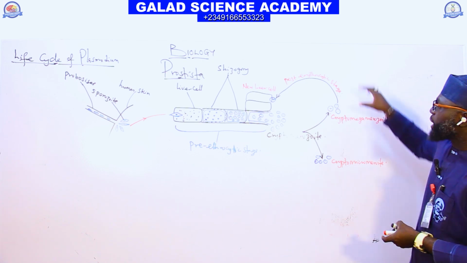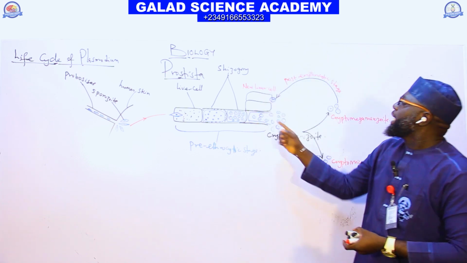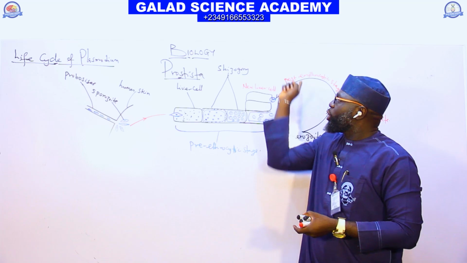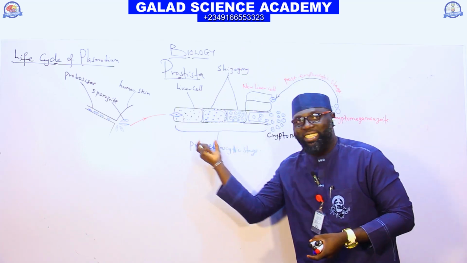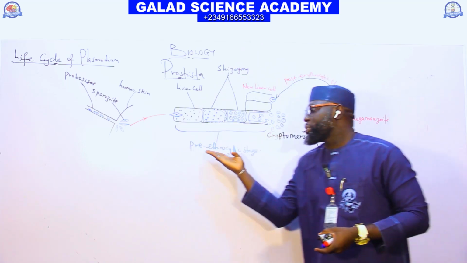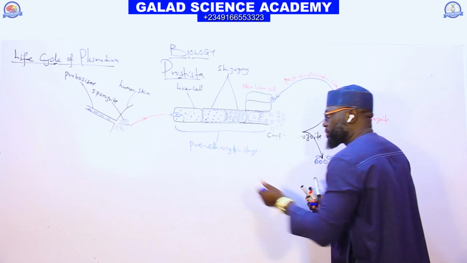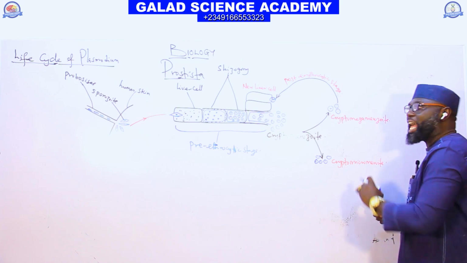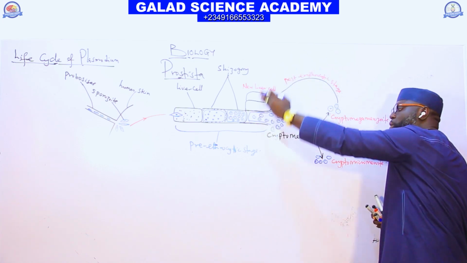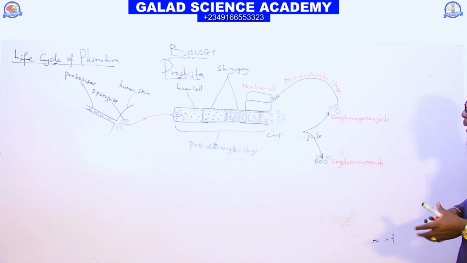So when this goes back to the new liver cell, it will try to repeat this schizogony process again, which is the pre-erythrocytic stage. Again, that's how the action will continue.